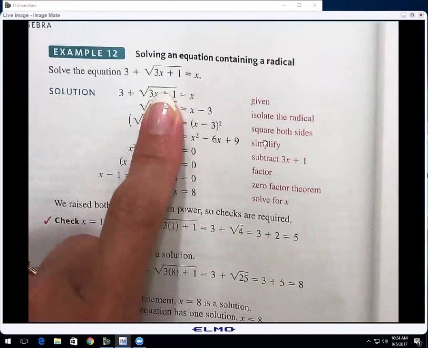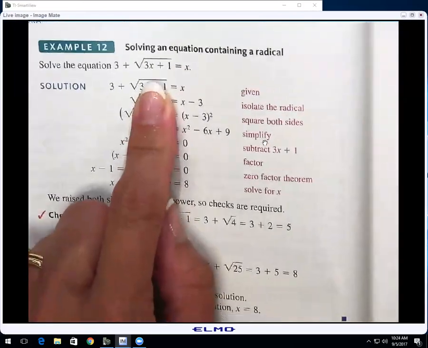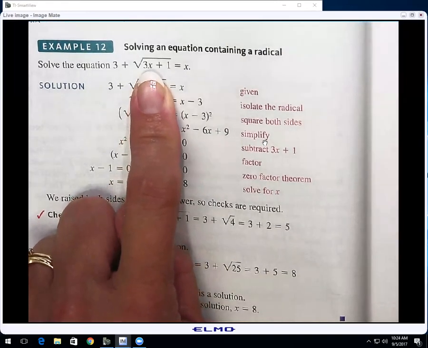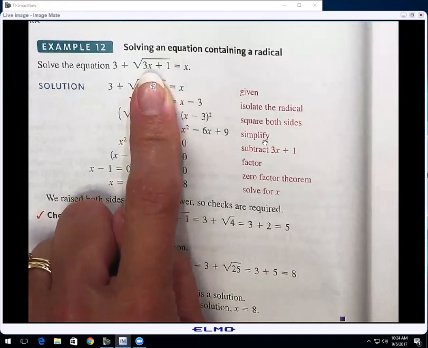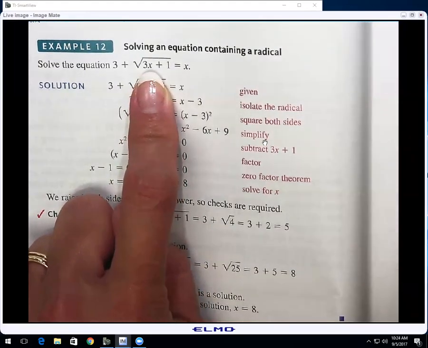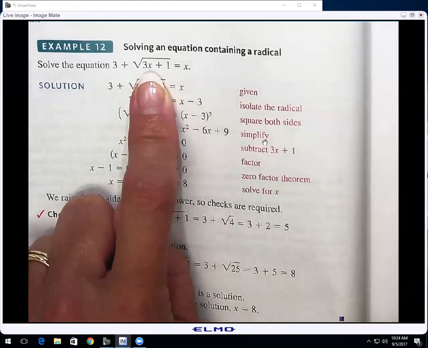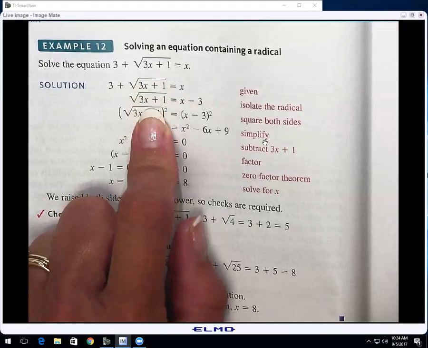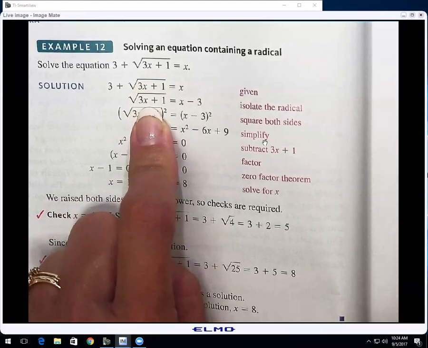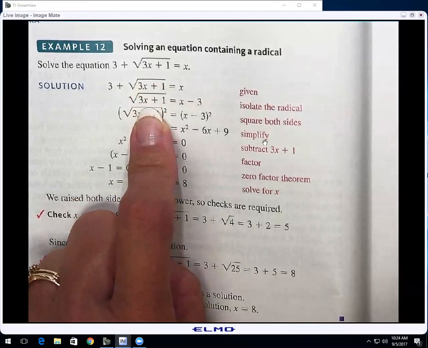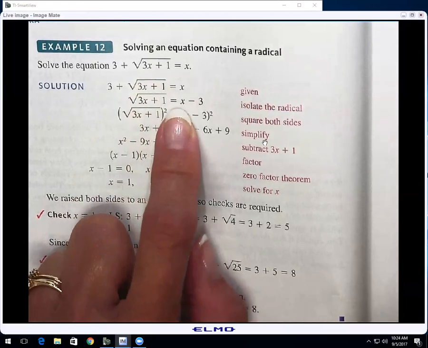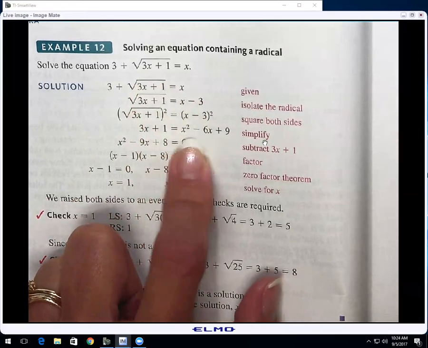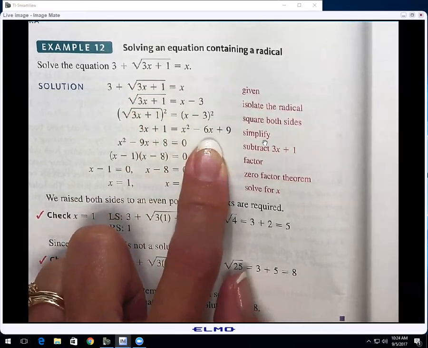Just like absolute value, if you have an equation with a radical in it, you want to get that radical by itself before you square both sides or cube both sides or whatever it is that you're going to have to do. So example 12, before you square both sides, subtract 3 from both sides. And then when you square both sides, don't forget x minus 3 squared is going to have a middle term, x squared minus 6x plus 9.